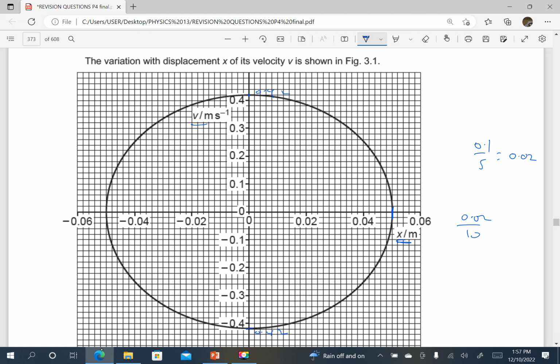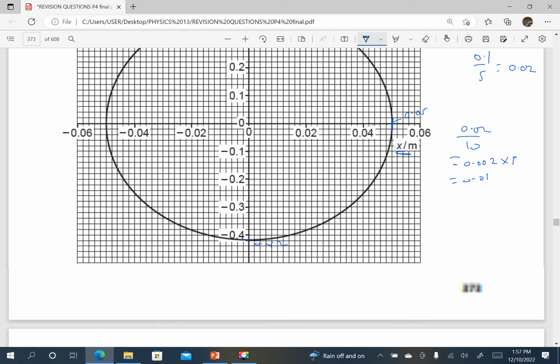Then on the maximum displacement, we can read here, the scale on the x-axis is 0.02 divided by 10 small squares, which is 0.002. So this is 1, 2, 3, 4, 5. So this times 5, 0.002 times 5, it becomes 0.01. Yes, 0.01. We add it to this, so this point is 0.05. It's actually in the center. Okay, let's now answer the questions.